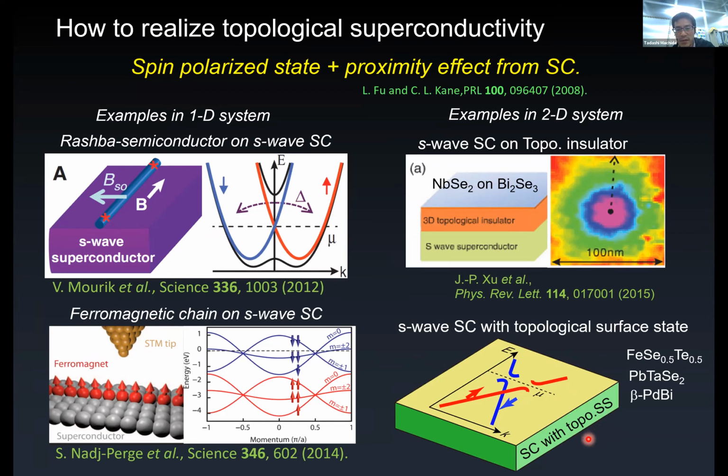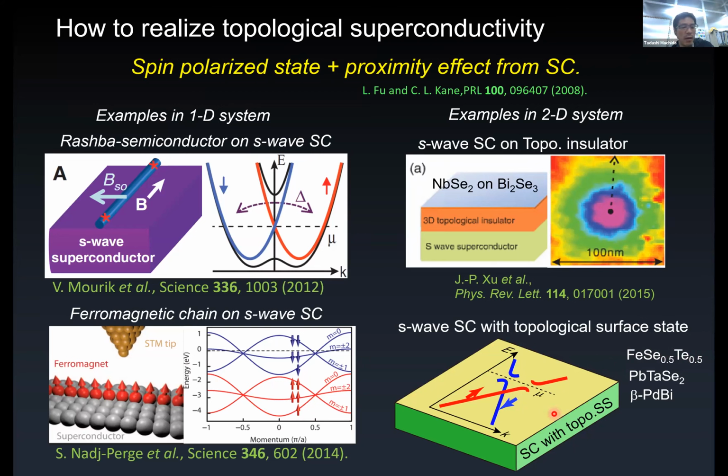Because of the proximity effect from the bulk superconductivity, the superconducting gap opens even on the topological surface state, as shown here, which gives rise to the chiral P-wave topological superconductivity. The selenium-doped iron telluride is our target material in this work, belonging to this class of materials.